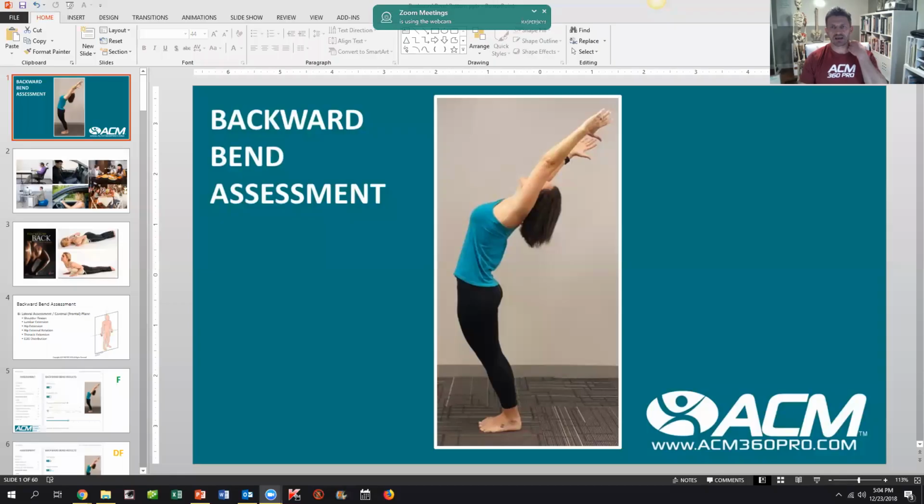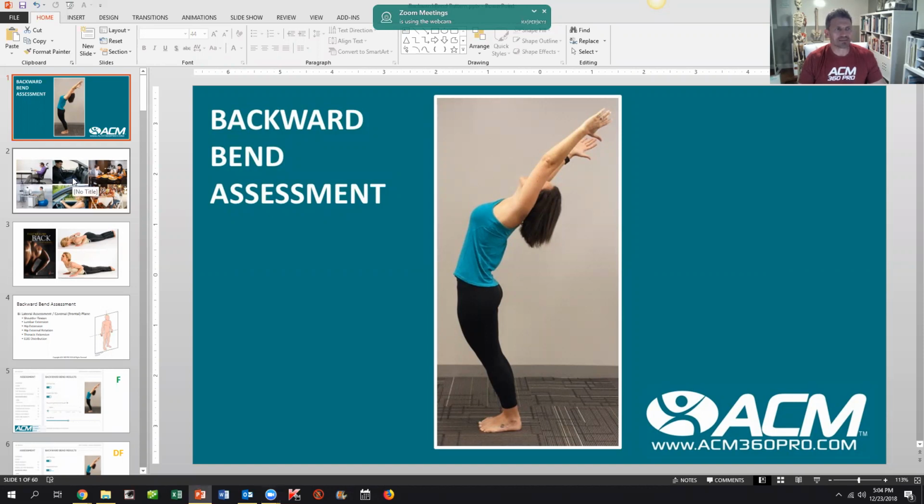And let me share the screen so you can see what we're doing. I'll go through the slide deck, which is a lot of great information, and I think some things that you may even take into consideration or may have even not taken into consideration. So when we're looking at the backward bend pattern, it follows the ankle mobility and toe touching pattern. I'll talk a little bit more about that in a second.